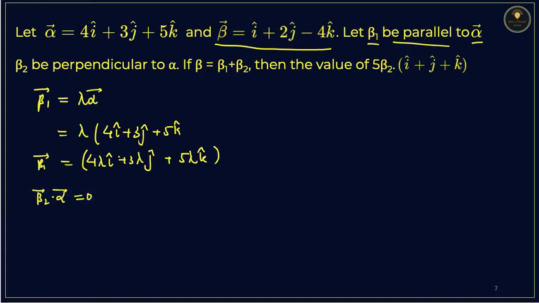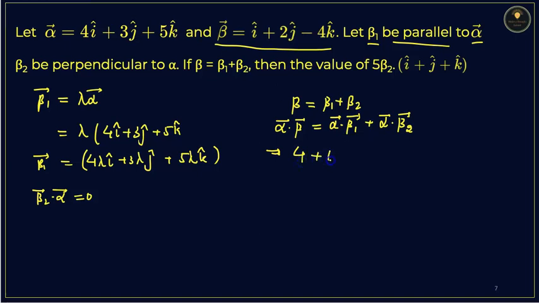And where will we use this one? We will use the same concept in this one. I will write beta is equal to beta 1 plus beta 2. I will take the dot product with alpha on both sides. You will get alpha vector dot beta, that is alpha vector dot beta 1 plus alpha vector dot beta 2. And this alpha dot beta can be written as 4 into 1, that is 4, 3 into 2, that is 6, 5 into 4, that is minus 20.